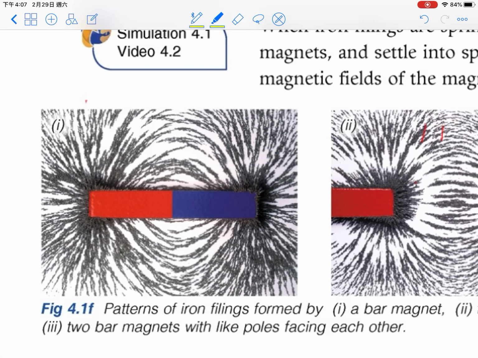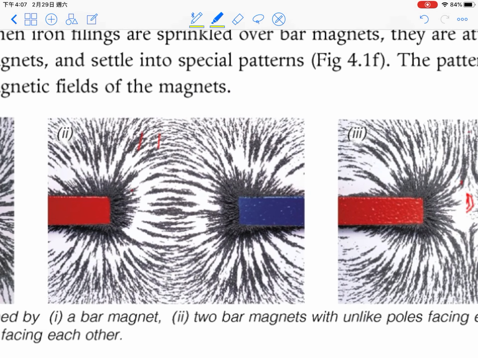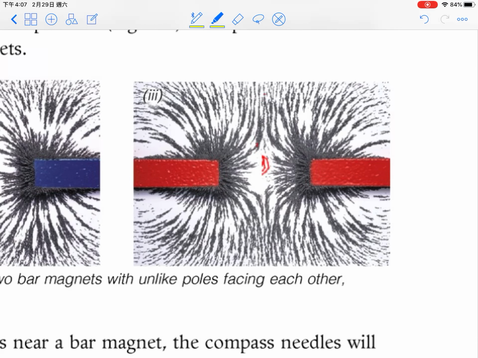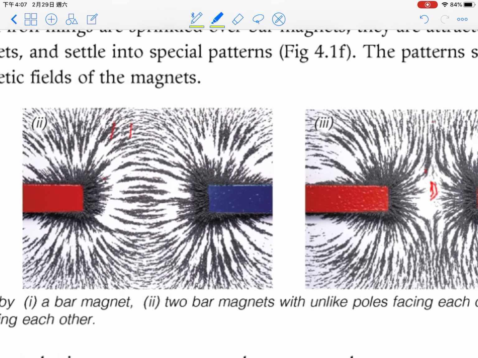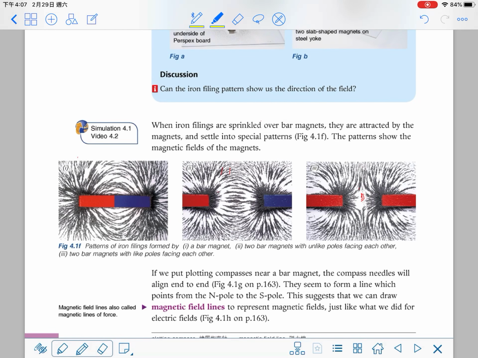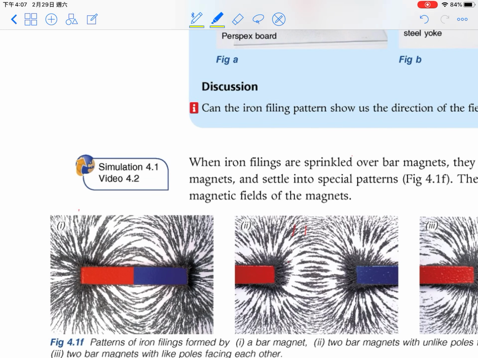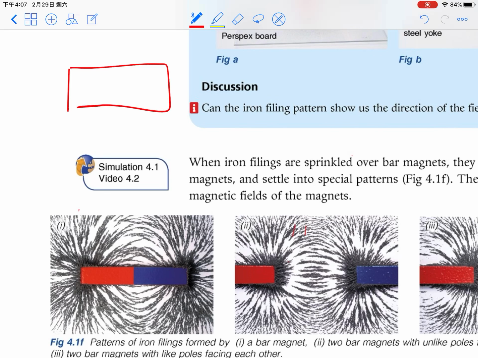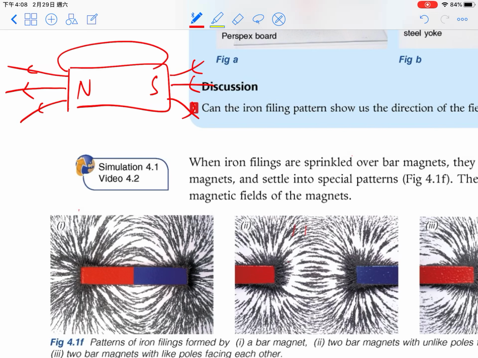Okay, with one bar magnet, two bar magnets, unlike poles face each other, two bar magnets. Like poles face each other. And we need to know how to draw the magnetic field instead of just showing the pattern. So for the magnetic field, for a bar magnet, north pole, south pole, okay? We imagine the magnetic field comes from the north pole. So we draw like this and go back to the south pole.